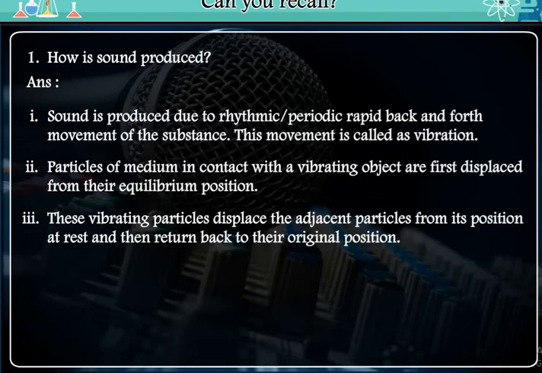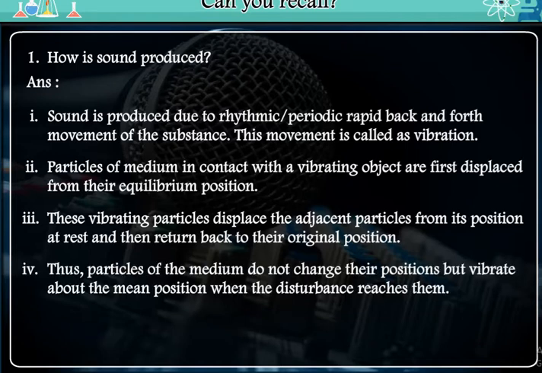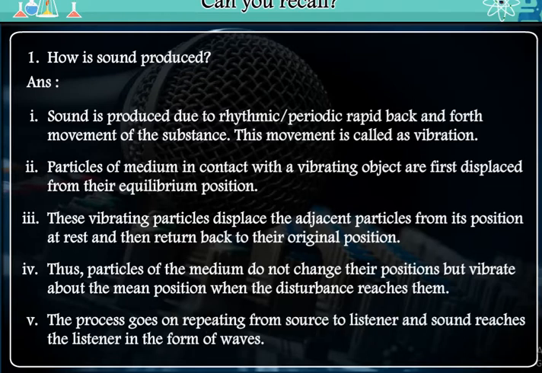Third, these vibrating particles displace the adjacent particles from their position at rest and then return back to their original position. Fourth, thus particles of the medium do not change their positions but vibrate about the mean position when the disturbance reaches them. Fifth, the process goes on repeating from source to listener and sound reaches the listener in the form of waves.